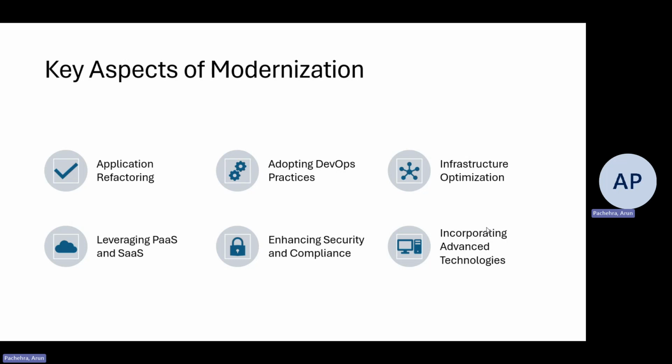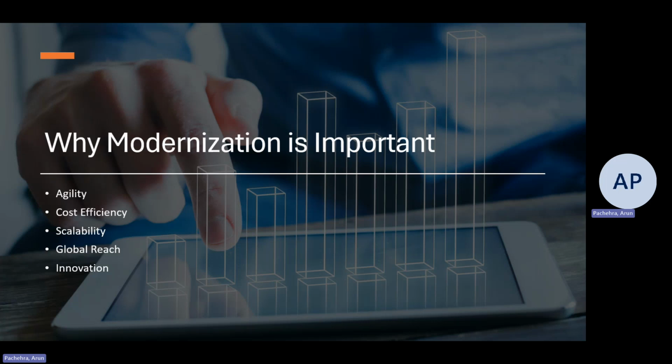Then, of course, with cloud, you can incorporate advanced technologies. Integrating cutting edge technologies like artificial intelligence, machine learning, and big data analytics into applications to drive innovation and improve customer experiences. Cloud platforms offer accessible, scalable, and cost effective services to implement these technologies without significant upfront investment. So, these are the key aspects of your modernization. And now, with these key aspects that we talked about, you can easily relate the things that these offering us, right? And that's why you can easily relate with our next slide, which talks about why modernization is important.